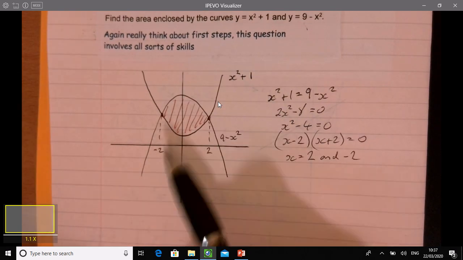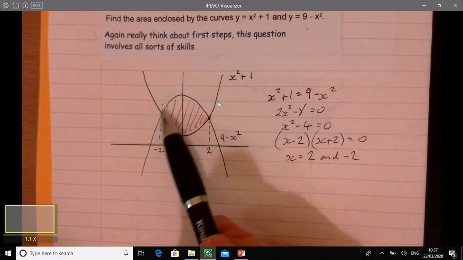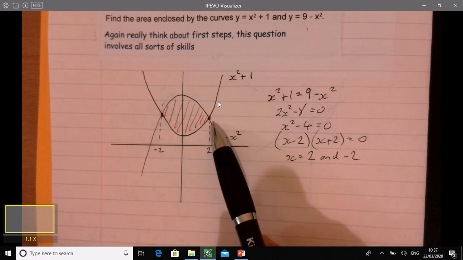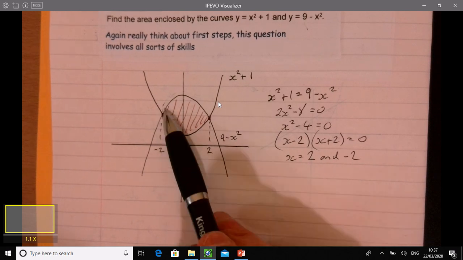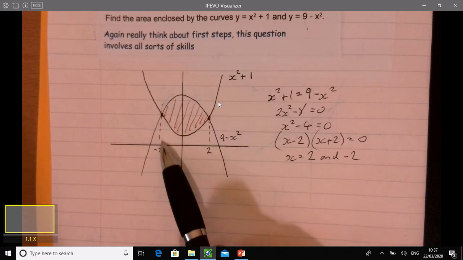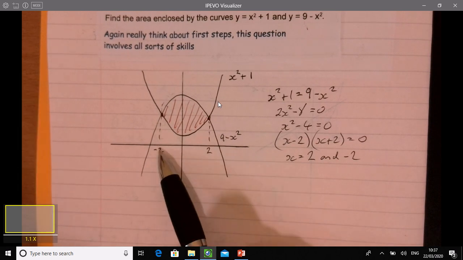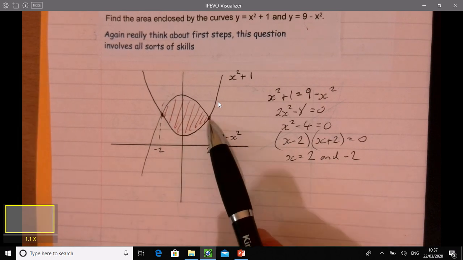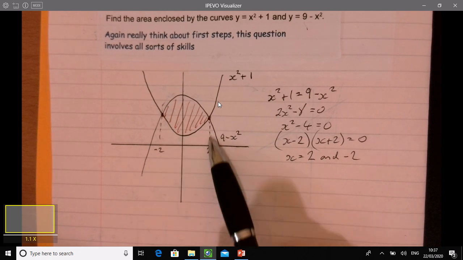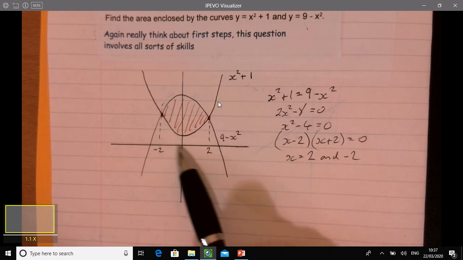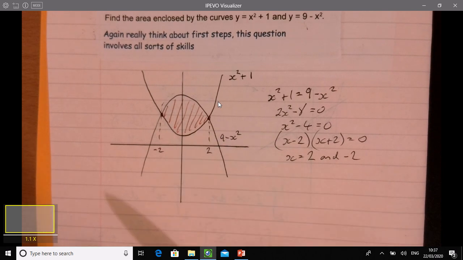Okay, so remember what we're going to do is integrate the one at the top. That's going to be 9 minus x squared between minus 2 and 2. That's going to give us the answer to this here. Then we're going to take away the other curve, x squared plus 1, again between minus 2 and 2. That's going to give us this area just in here. And then the difference of the two will be this area that we want.